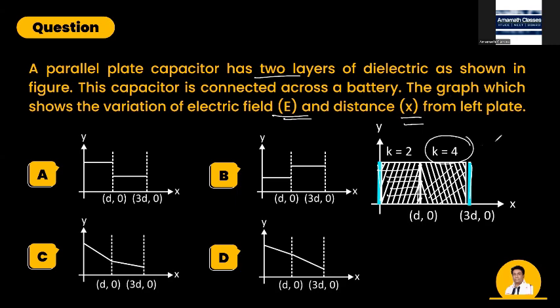So at this place, field will be E naught by 4, which will be less. At this place, field will be E naught by 2. E naught is the field at the empty space, okay? And it will be constant only. So it is saying varying electric field, so it is wrong. It is also saying varying electric field, that is also wrong, because field should be constant. But out of A and B, A will be correct, because this field is more than this. In the second option, they are showing the second field is more, which is not possible. So that is why A is correct.